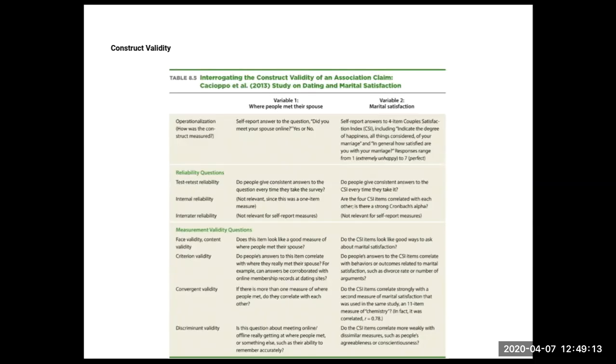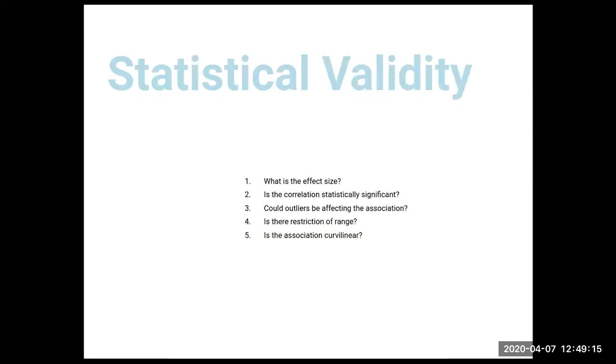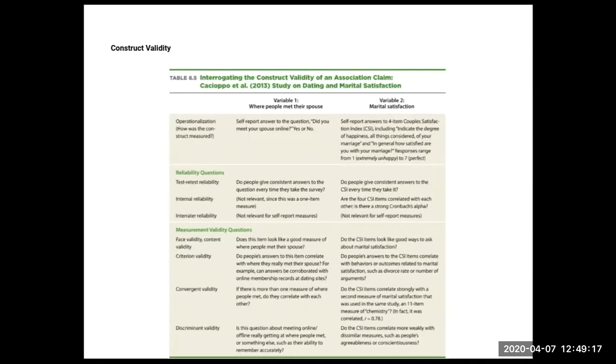We talked about the types of validity. So we can see, whoops, going back, I accidentally hit the button. Face validity and content validity. Well, does it look like a good measure of where people met their spouse? Yeah, because you only have 2 options. Does the CSI look like a good way to ask about marital satisfaction? Overall satisfaction, the degree of happiness you have, seems pretty good, I think. Face validity, content. Does it have all of the things that you want to know about in satisfaction, right? That would be content validity.